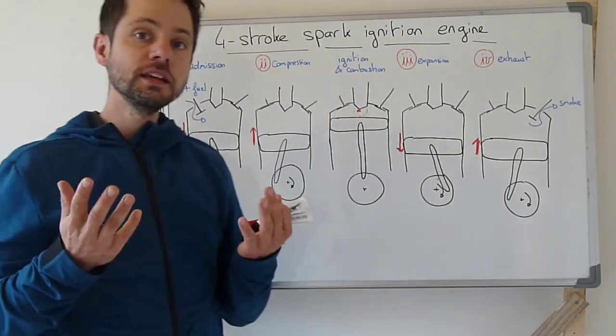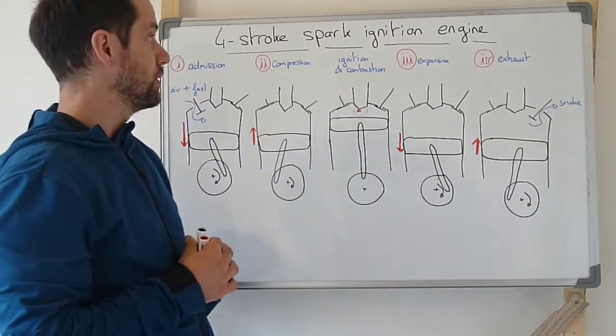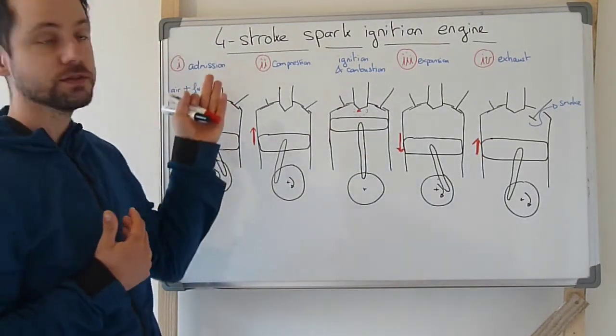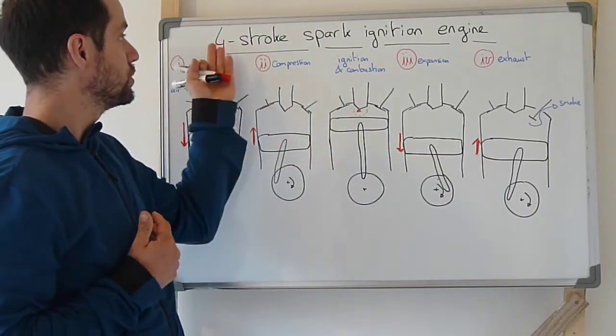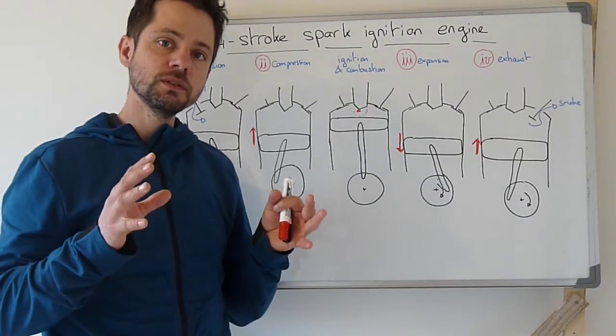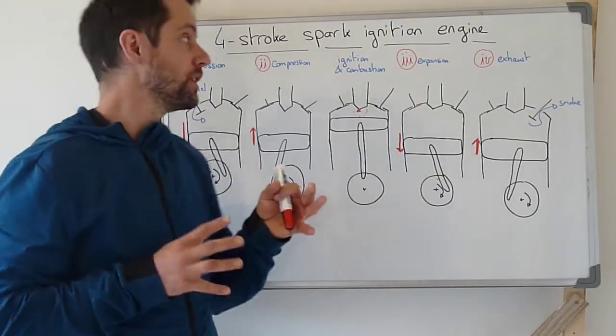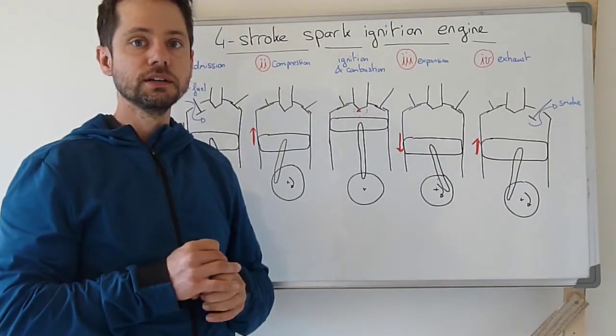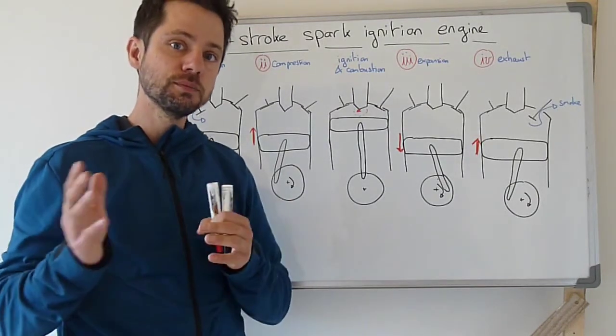There are mainly two types of reciprocal internal combustion engines. In terms of strokes, we can find two-stroke and four-stroke engines. In this chapter, we will only deal with four-stroke engines because it's the main type of engine we can find, for example, in cars.